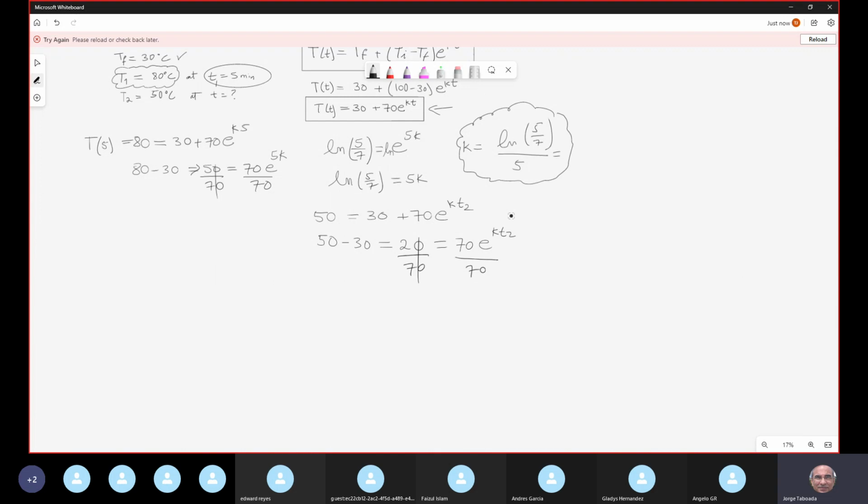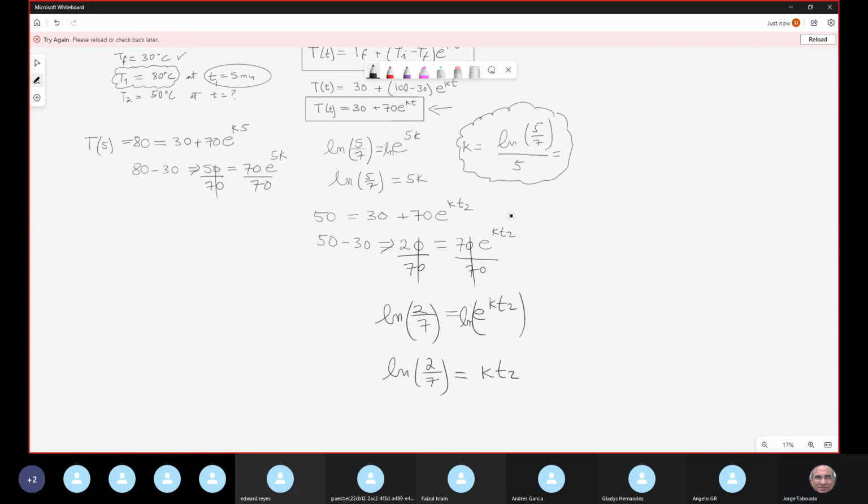Cancel out this 0. This is not equal already. This cancels out. There's 2 over 7 is equal to e to the k t2. One more time, you apply the logarithm of both sides. A similar situation happens. The logarithm of 2 over 7, which is less than 1, is equal to k t2.